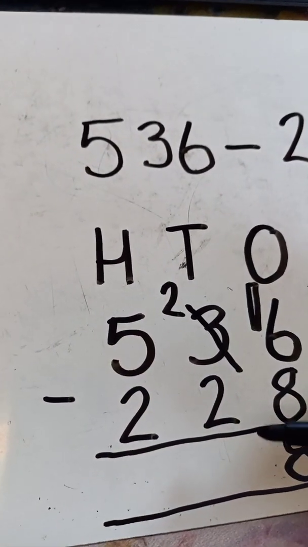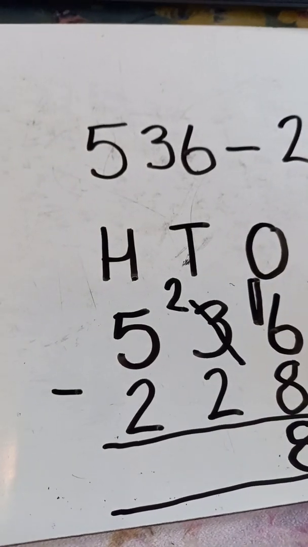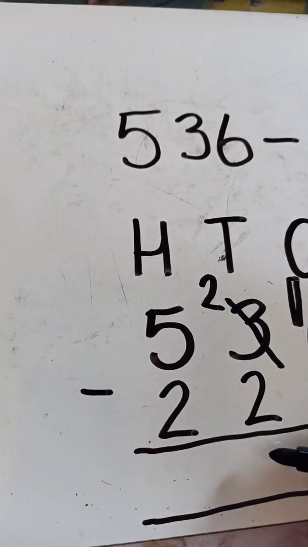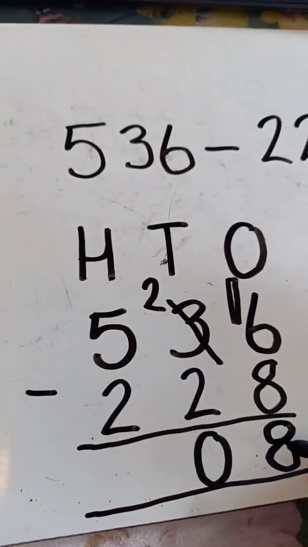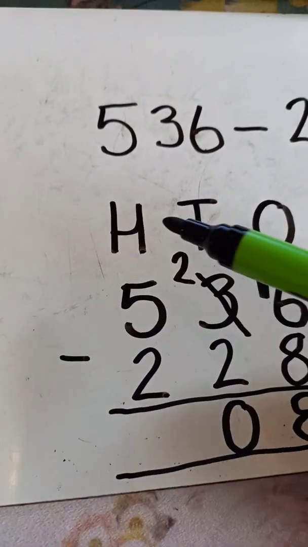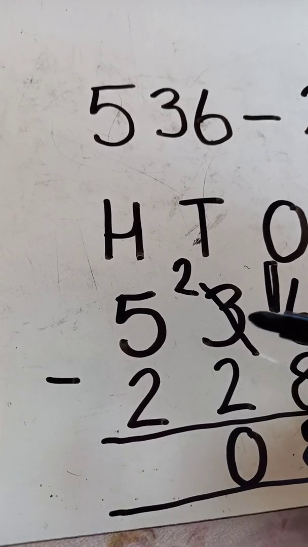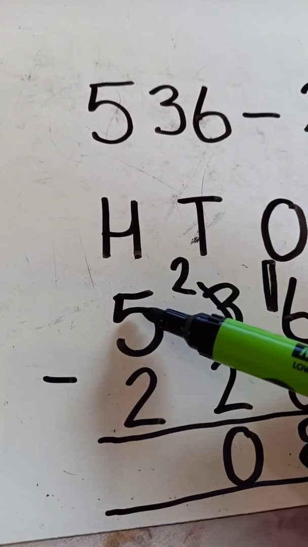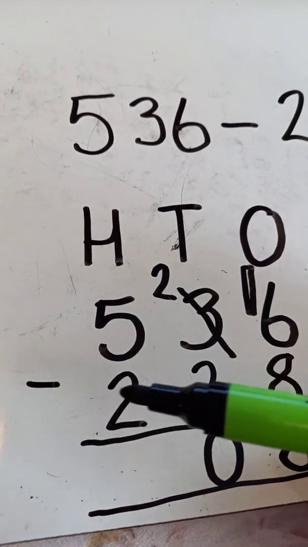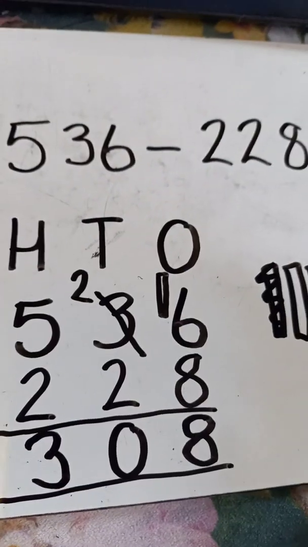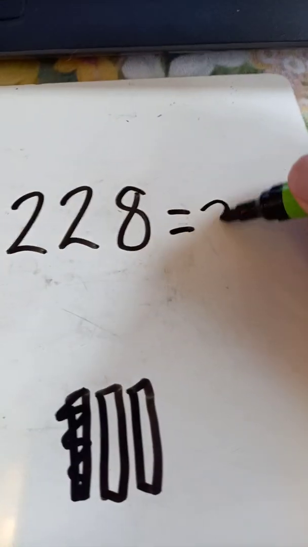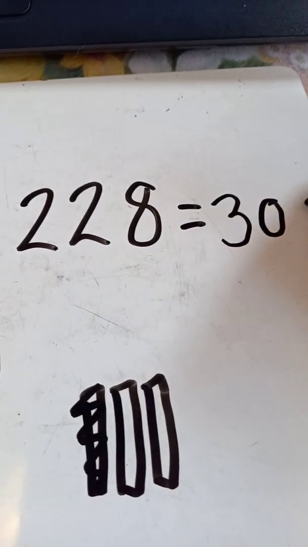Next we move on to our tens column. We've got 2 tens left. If we take away both of those 2 tens, we have no tens. So 2 tens subtract 2 tens is 0 tens. And the last column we do is our hundreds now to finish our calculation. So 500 subtract 200 equals 300. So the answer to our first calculation is 308.